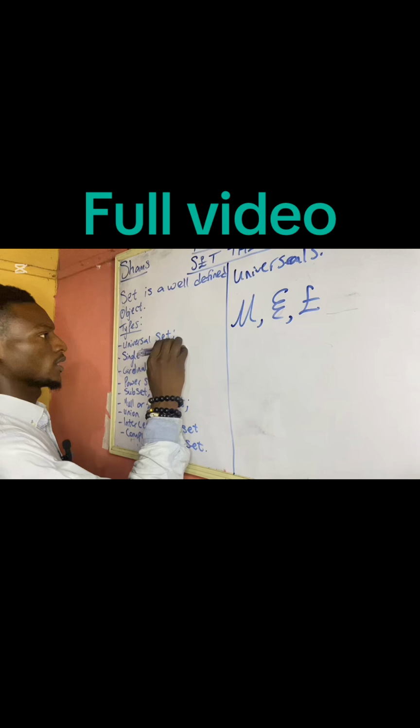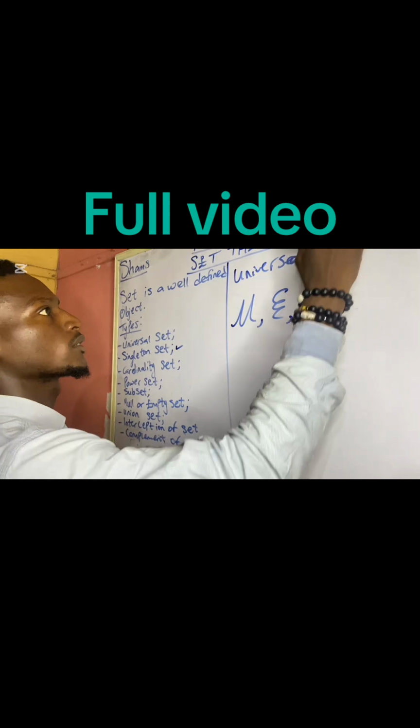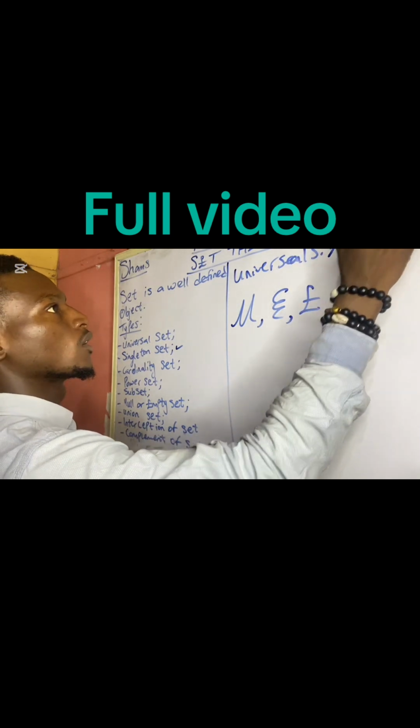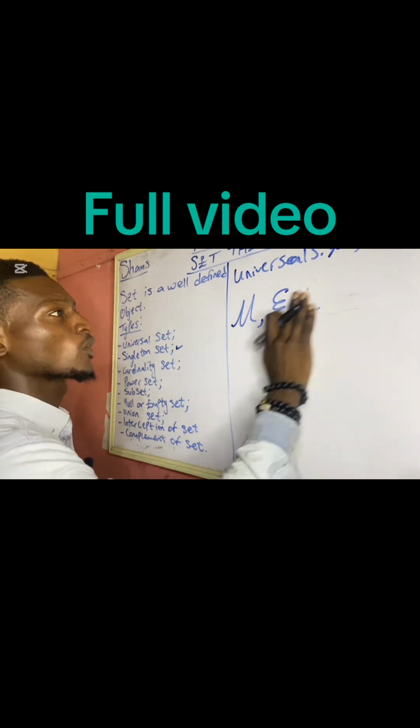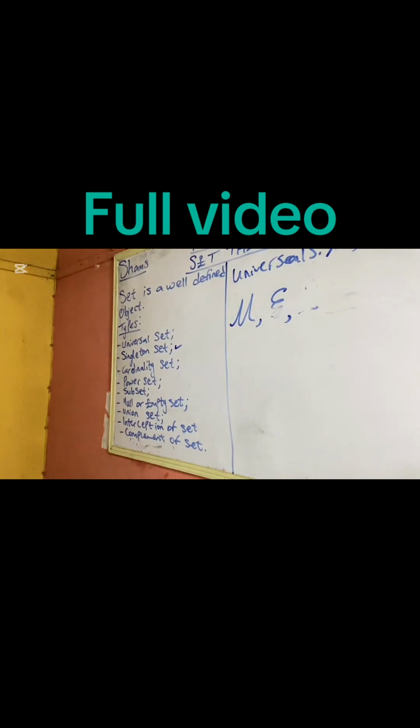Now let's move to the singleton set. Remember, I said earlier that the universal set is denoted with this sign, or letter E, or even sometimes letter U. So what is a singleton set? A singleton set is a type of set that has just one element. As the name implies, single. What does single mean? One. So a singleton set is a type of set that has only one element.